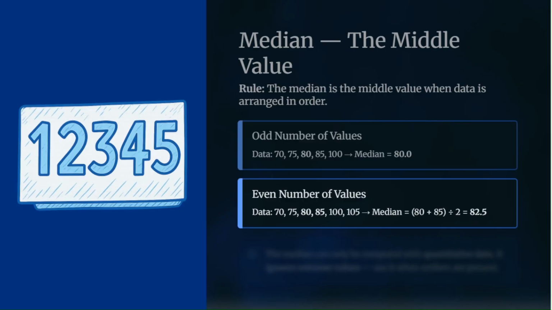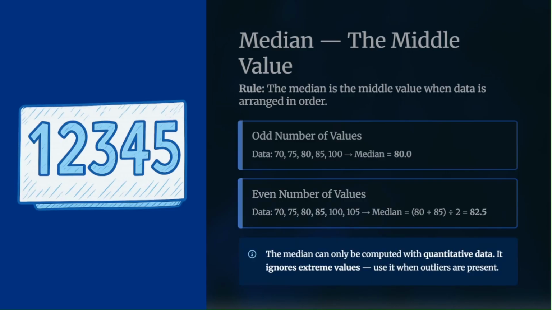Once again, the median can only be computed with quantitative data, meaning numbers that measure something. It ignores extreme values. So we can use it even when outliers are present, because it is resistant to outliers, since it only takes into consideration the middle or the 2 middle values.